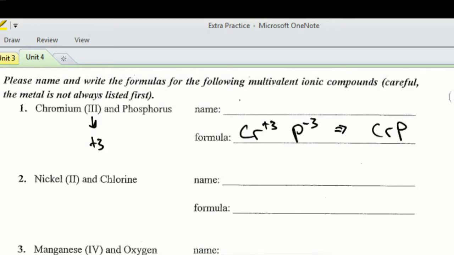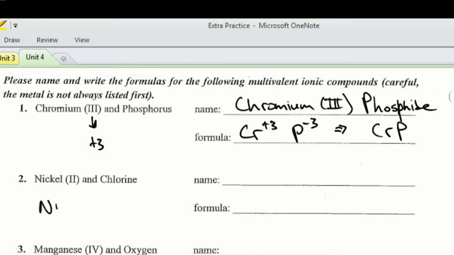What is this thing called? This is chromium. The 3 is important. And then instead of phosphorus, I change the ending to phosphide. So chromium(III) phosphide and CrP.